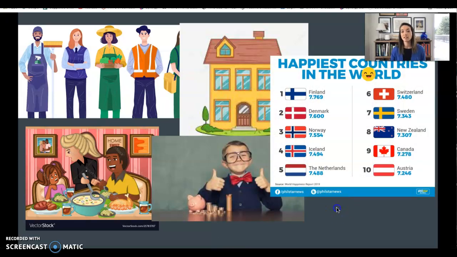And then, here's just a little thing that is modern. It's actually from 2019, happiest countries in the world. And the top ones are countries in Northern Europe. Finland, Denmark, Norway, Iceland, the Netherlands. We don't see the United States on there, but that is a different story for a different day.